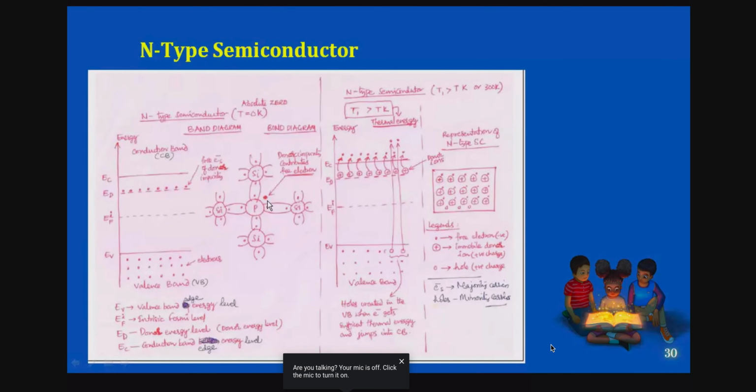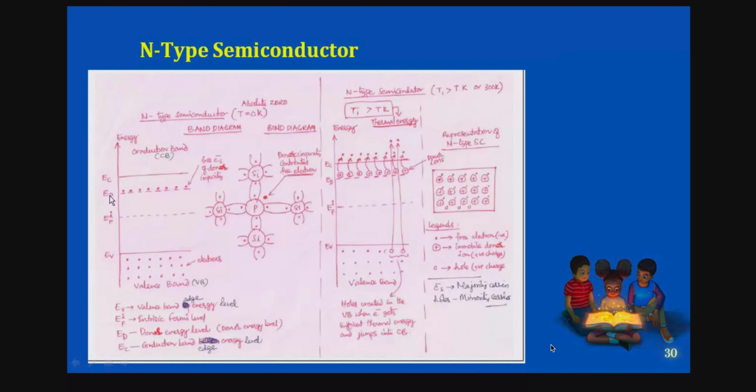Now coming to the band diagram, we have an energy diagram here. You can see the valence band where the electrons are present, and the conduction band, which is empty. There is a labeling of the energy band diagram. This is the energy of the conduction band, the bottom level of the conduction band, as in an intrinsic semiconductor. Then below that you have the donor energy levels.